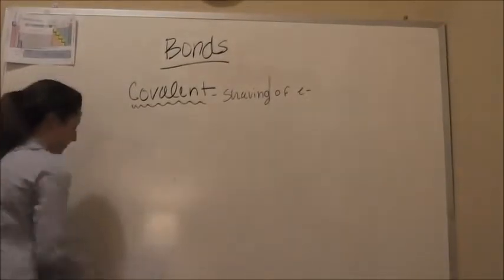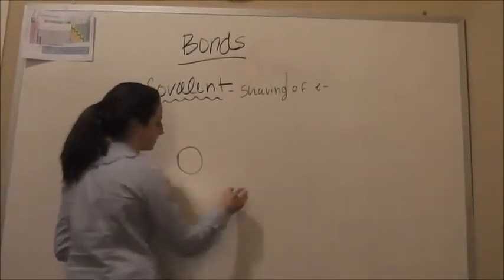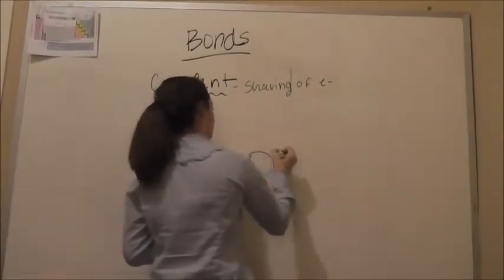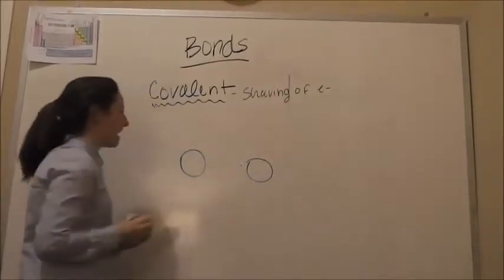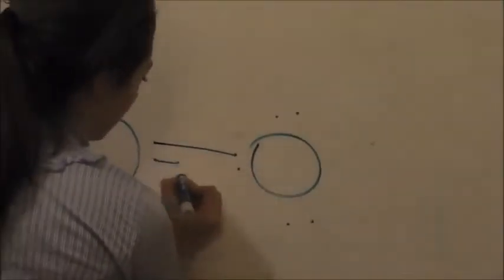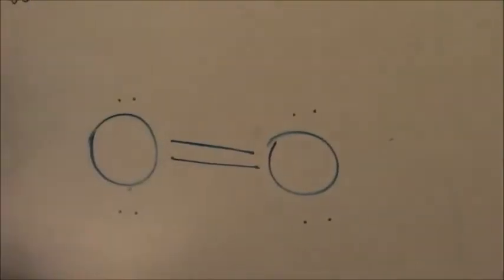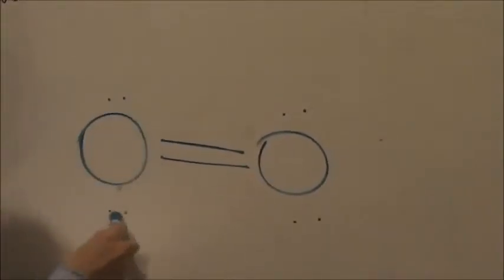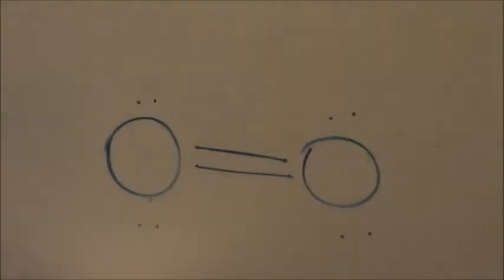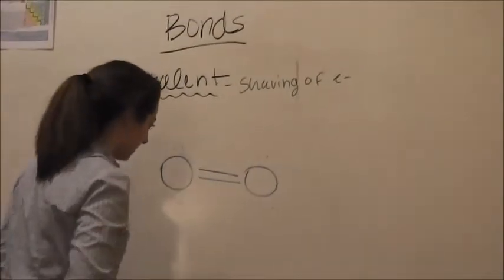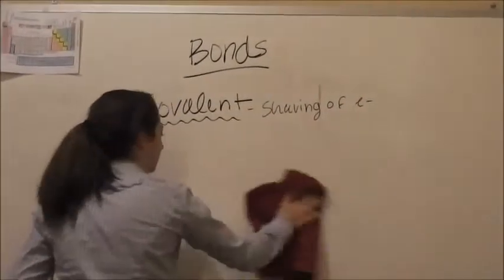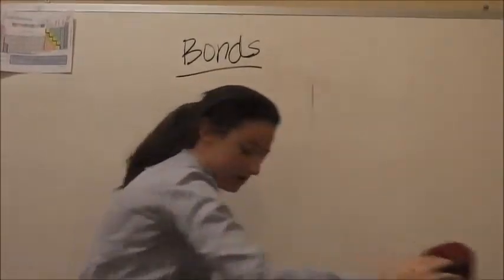So let's take 2 oxygen atoms, for example. They both have 6 valence electrons. And how they're going to create this covalent bond is they're going to just share these electrons with each other. And then if you count, 1, 2, 3, 4, 5, 6, 7, 8, they're stable. They have 8 electrons. So this oxygen's happy because he's pretending that those are his electrons, and so they're both stable.